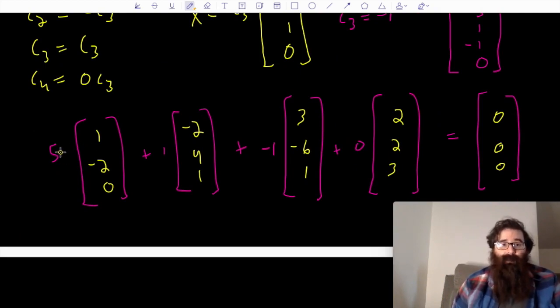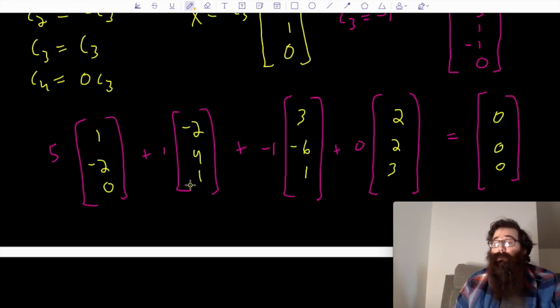Let's check. If I go through the arithmetic, take a look at the top entries. 5 minus 2 gives me 3. Minus 3 gives me 0. And then a 0 gives me 0. So check. What about here? -10 plus 4 plus 6 plus 0. 4 and 6 give me 10. Minus 10 gives me 0. Hey, looks good. 0, 1, -1, 0, give me 0.